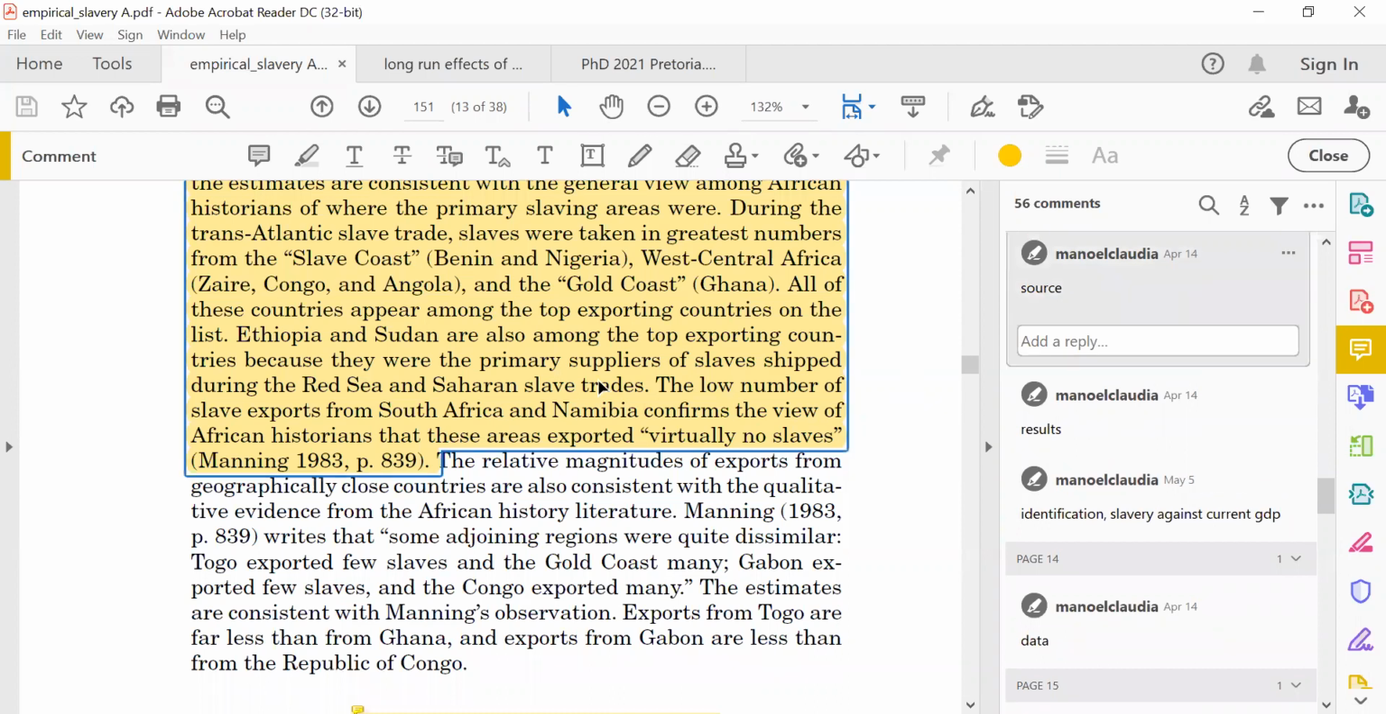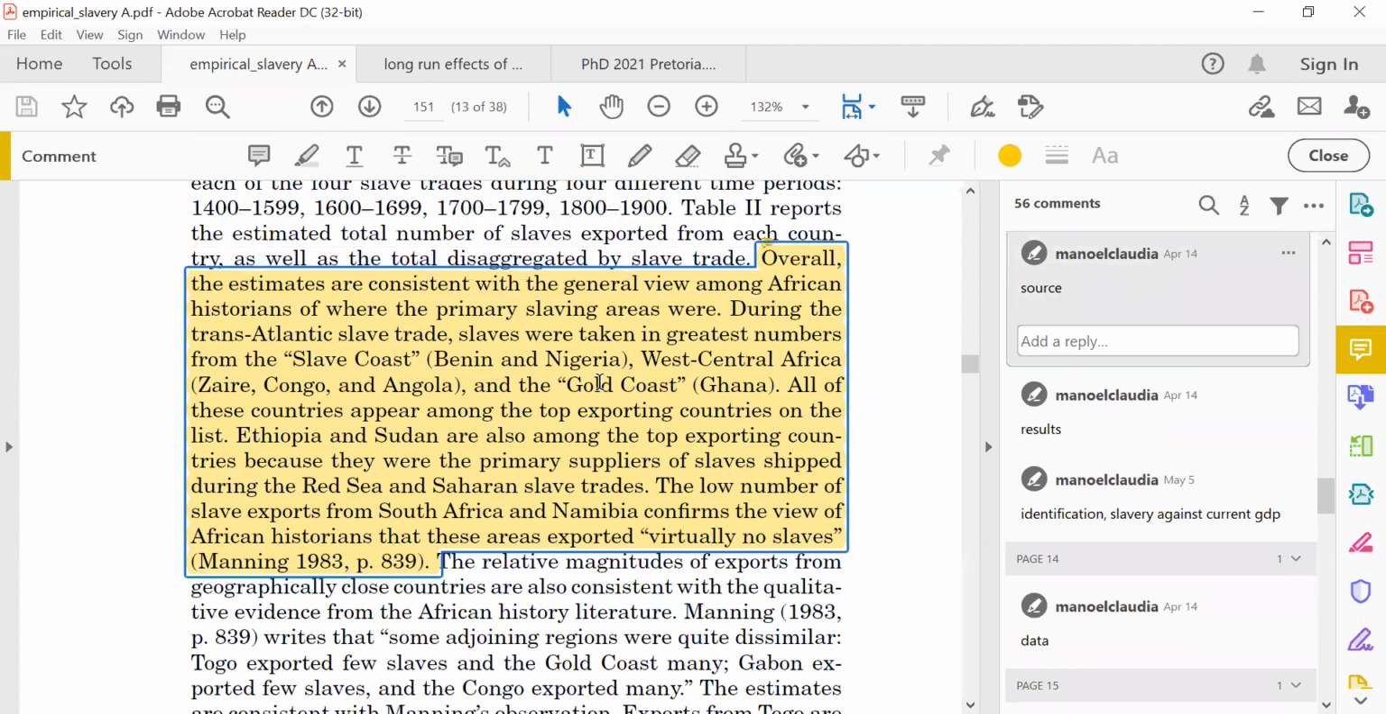Careful here, huh? He is not saying that there was no slavery in South Africa and Namibia. He's just saying that those countries didn't export slaves as much as other countries, okay? So always be careful with the politics.